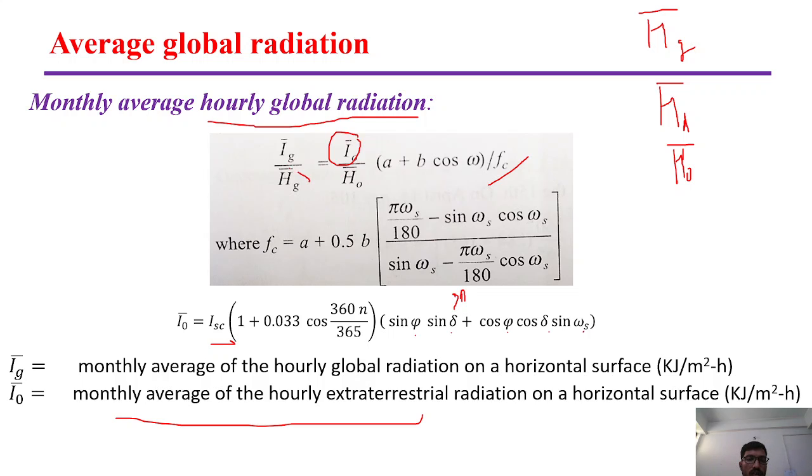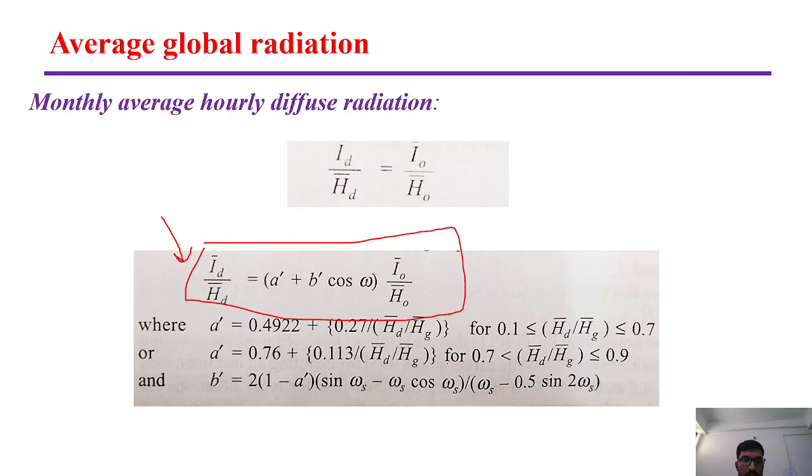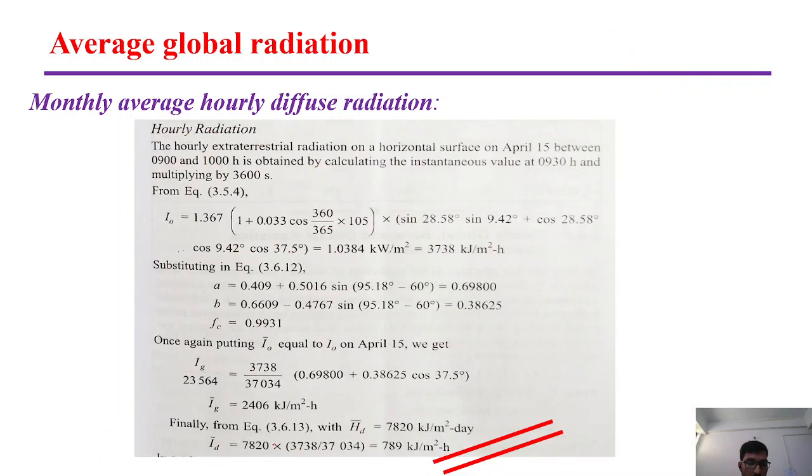Monthly average HG is the monthly average daily global radiation, and IG is the monthly average of the hourly global radiation. Now we have to calculate the value for ID, the monthly average of the hourly diffuse radiation. The correlation for ID is ID upon HD is equal to I naught upon H naught. The value of I naught we know, H naught we know, HD we know. Based on this, we calculate the value for ID.